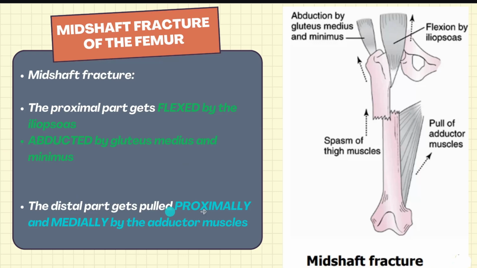However, the distal part of the fracture is going to get pulled. So one is going to get flexed, or you could say pushed up, and the other is going to start getting pulled, and the distal part is going to be pulled by the adductor muscles. So the abductor muscles are going to take the proximal part, and the adductor muscles are going to take the distal part. Also, I'd like you to know that the distal part gets pulled proximally and medially.